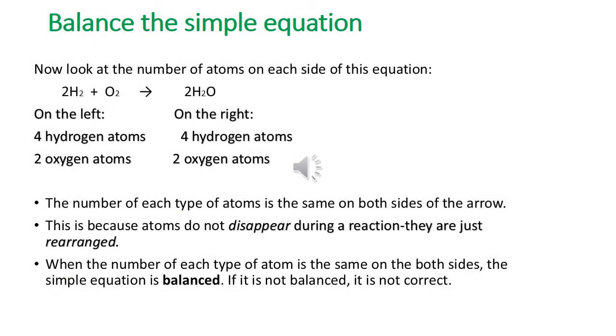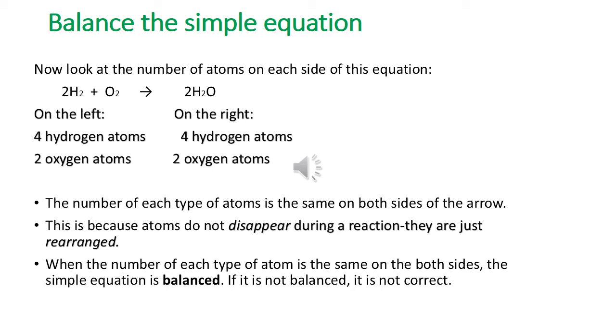The last topic is balance this simple equation. How can we balance the given equation? Now look at the number of atoms on each side of this equation. 2H2 plus O2 gives 2H2O.